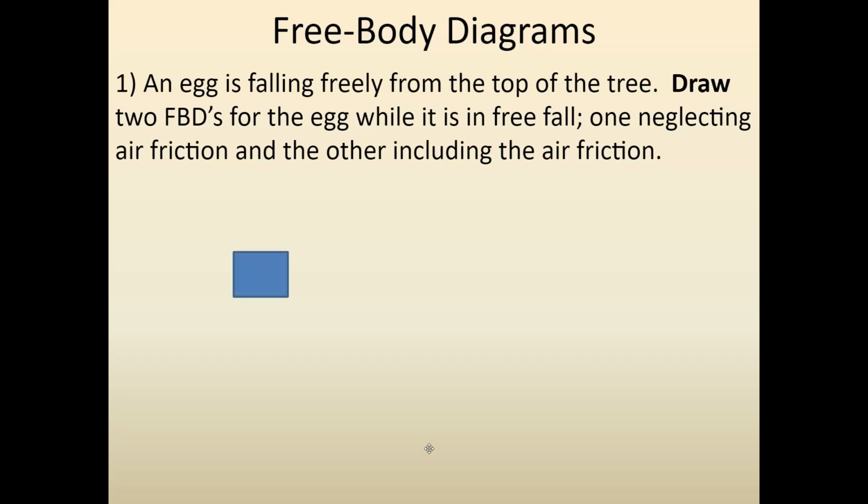So easy enough. We're going to draw the egg. The egg's a box. We draw a gravitational force going down. That's it. There's no other force acting on it. We go through everything. Nothing. For the one where there is air friction, while it's in free fall, it's going to have the force of gravity pulling down, and then the air friction pushing it up because it is opposing the motion.